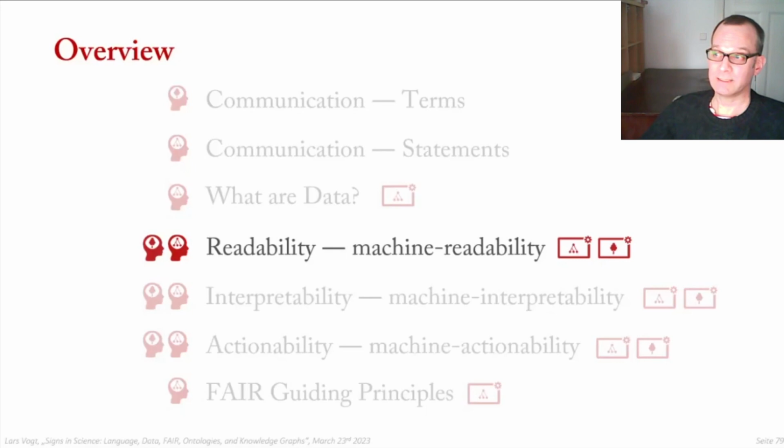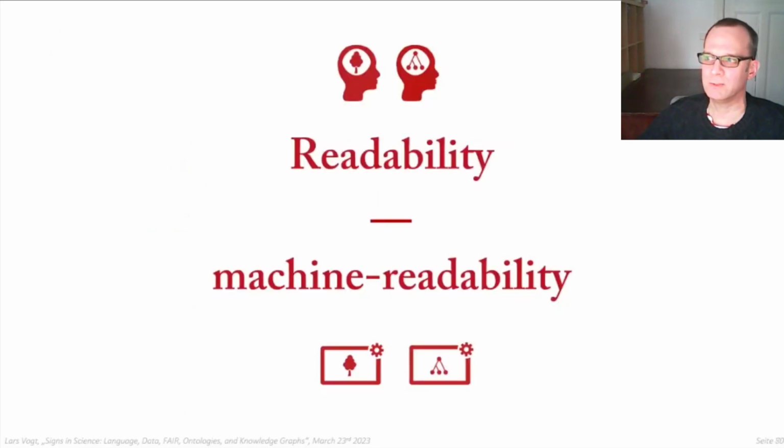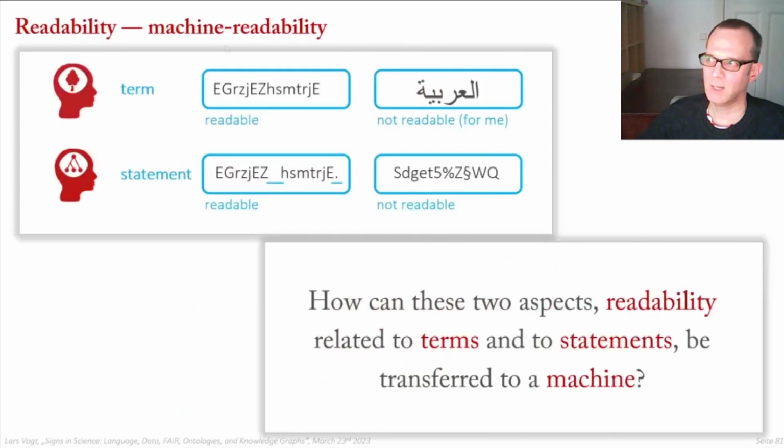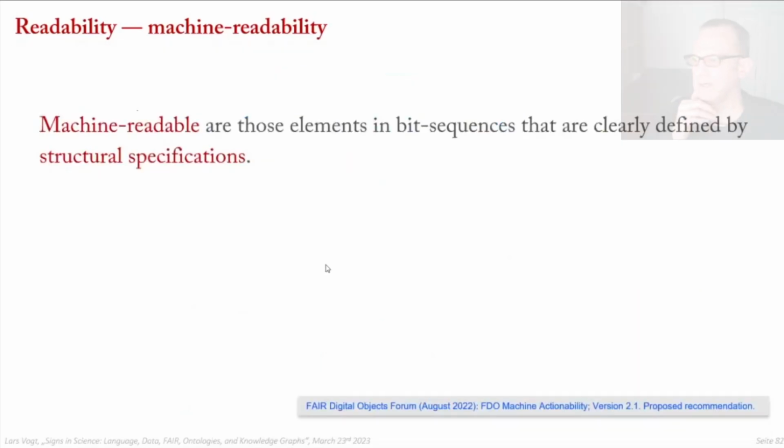So let's have a look at these terms that we talked about for statements and for terms, the readability, the interpretability, and the actionability. What does that mean to machines? Now, we have talked about that, as I said. What does readability of term and statement mean for a human? Now we have to transfer that to machines. And here I quote a definition that is from a white paper of the EOSC, European Open Science Cloud group. And they define machine readability as such.